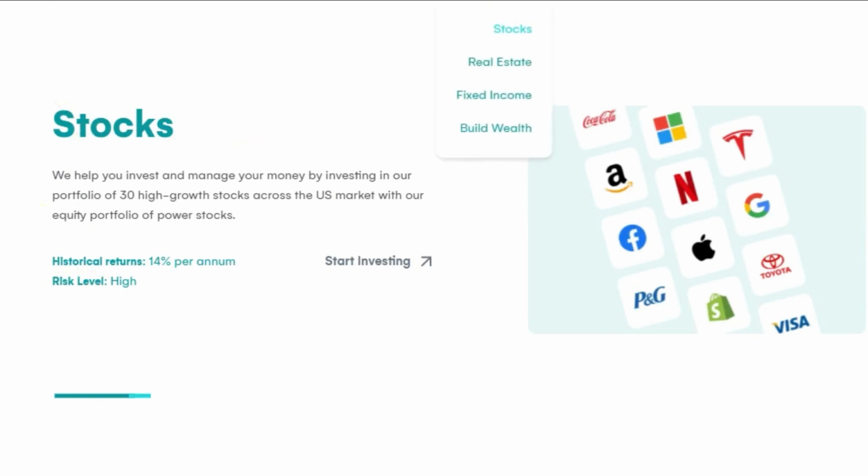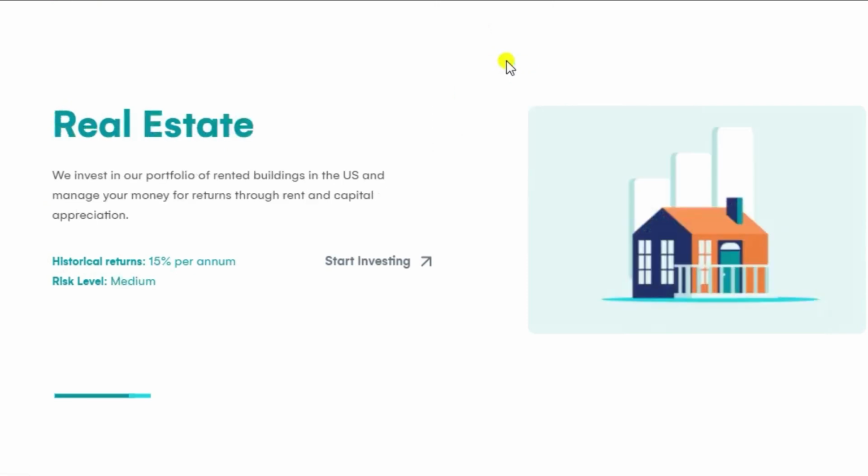So let's go to the next. The next we are going to be talking about is the real estate. In real estate, you can invest in a portfolio of rented buildings in the US, and this portfolio will be managed by Risevest professionals, who generate capital through rent. Their historical annual return for this investment is 15% per annum. Per annum means per year. So the risk level is medium. Also, it's an investment you can invest in because the risk is not that high and it's being managed by professionals.